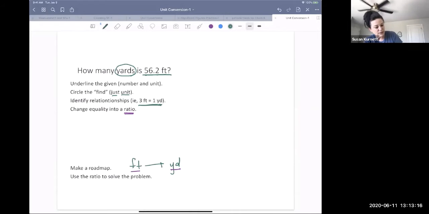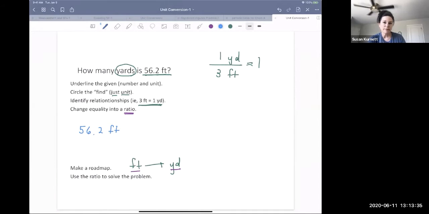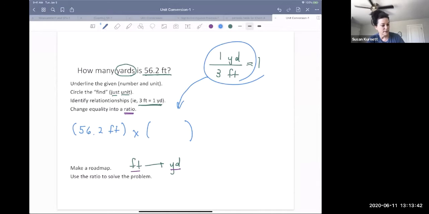And my ratio looks like this. 3 feet in the denominator, 1 yard in the numerator, and it's something equal to 1. And we know from math that you can multiply anything by 1. So I'm going to start with the given, 56.2 feet. And I could write it this way, times, and then plug this ratio in. 1 yard is 3 feet, equals, and then I see that feet in the numerator and feet in the denominator cancel.